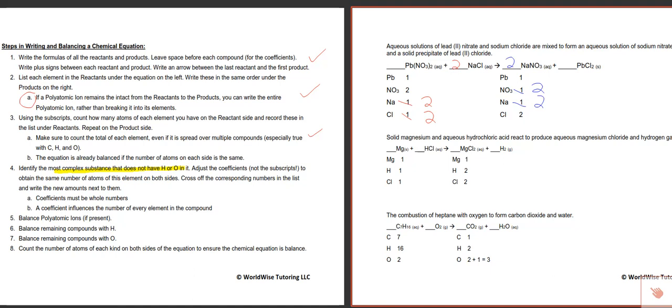That's a good thing though, because I needed 2 nitrates, and so now we can see that all of our numbers on both sides are the same, which indicates that this is balanced. I kind of zoomed ahead here because I got excited.